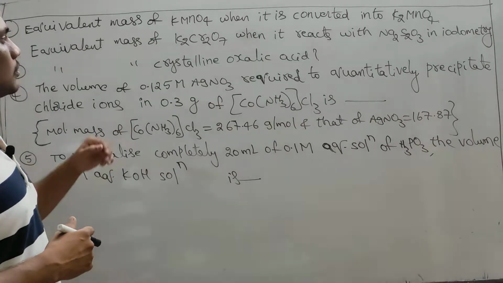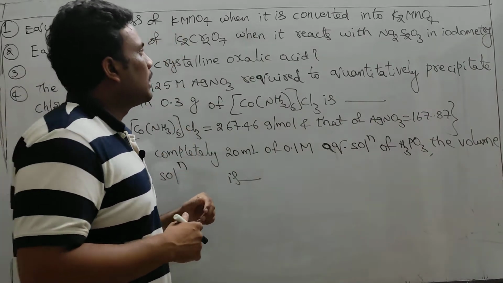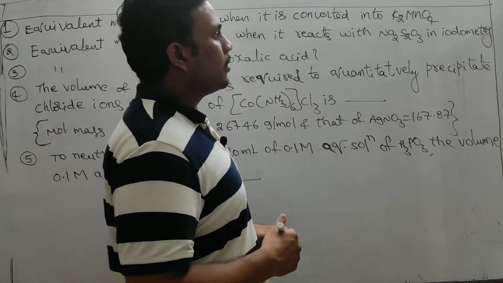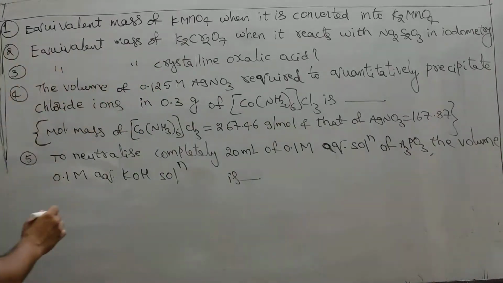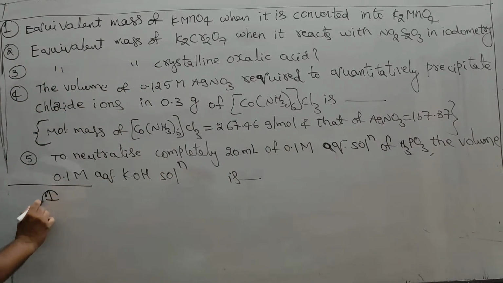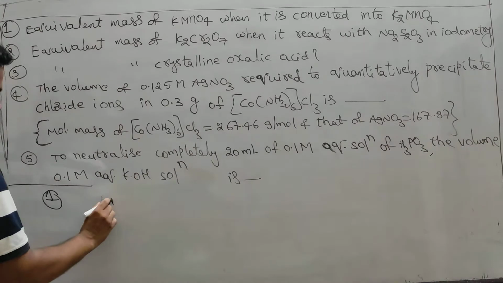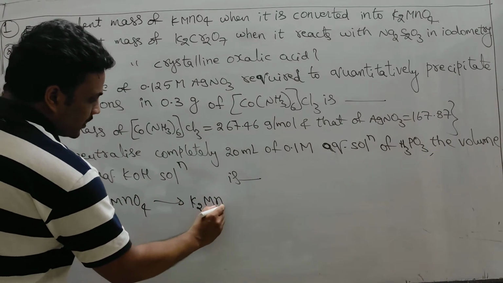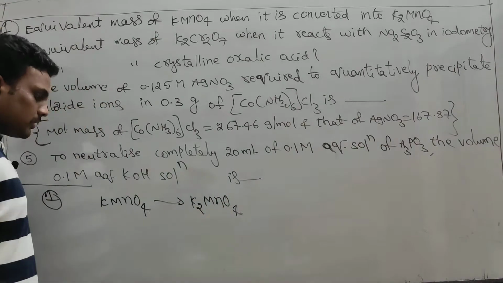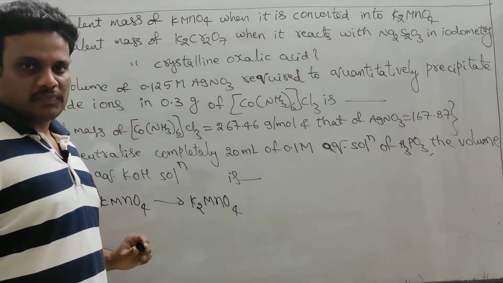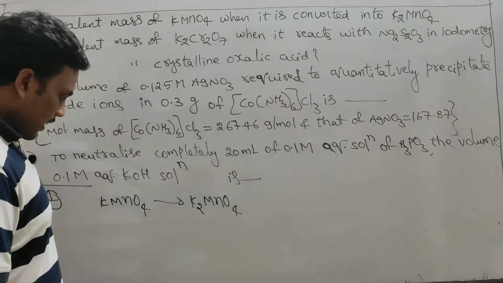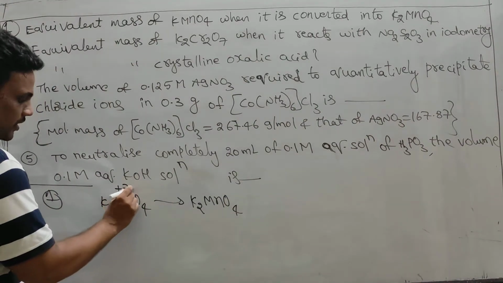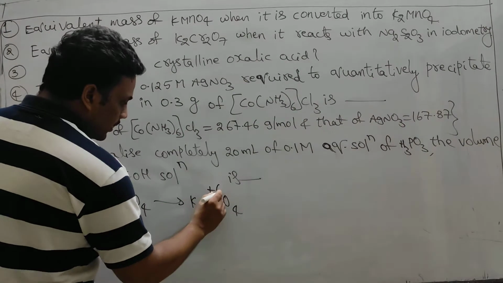We are asked to calculate the equivalent mass of KMnO4 when it is converted into K2MnO4. So how to answer the first question? KMnO4 is converted into K2MnO4. Actually, this change takes place in strongly alkaline medium. KMnO4 when taken in strongly alkaline medium, here manganese is in +7 oxidation state, going to +6.